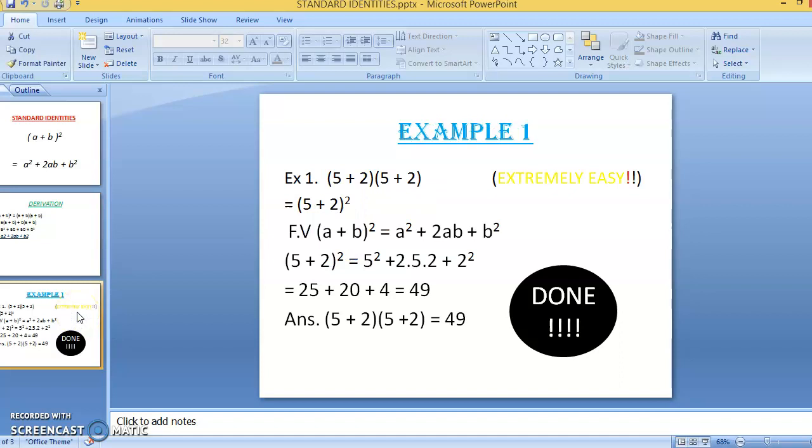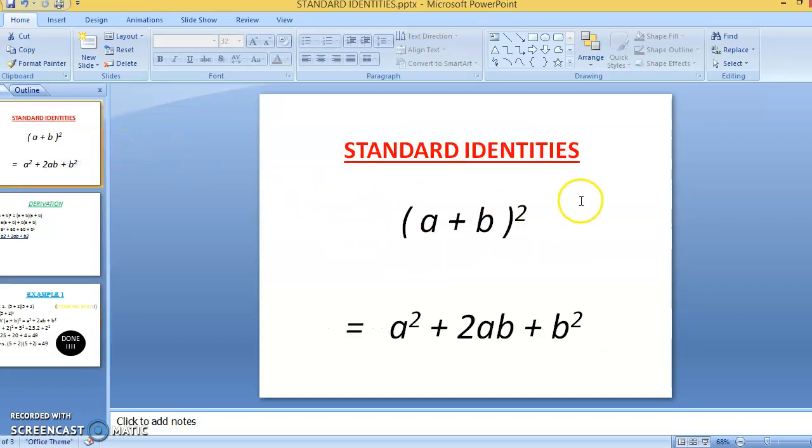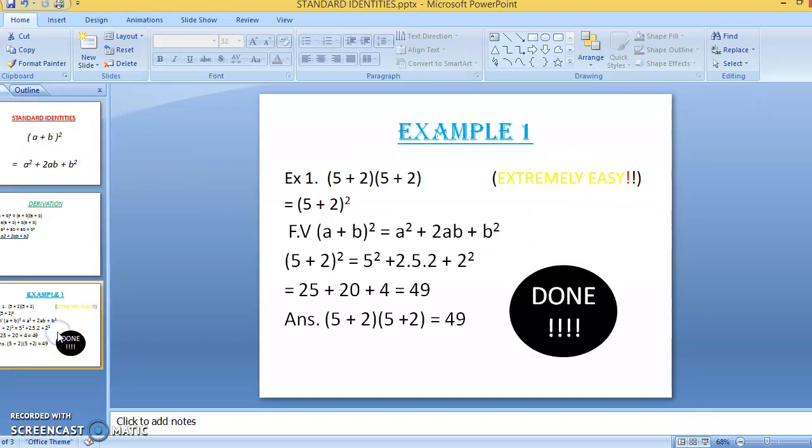That's 5 and 2 for the values of a and b respectively. And see, I've written extremely easy here because this is actually very easy, and we'll start with it. So first thing, how can you write (5 + 2)? You can write it as (5 + 2)². And you just see (a + b)². So don't you think that both of these are similar? Yes, they are totally same, not similar.